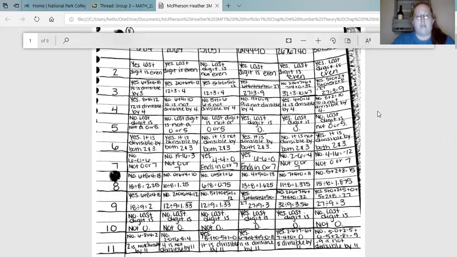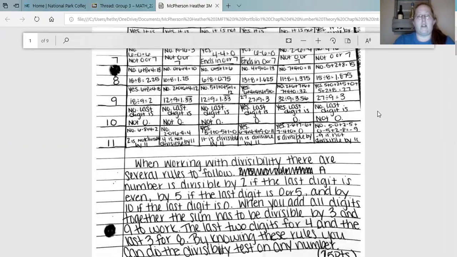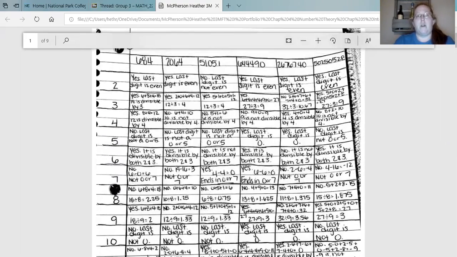For instance, if you're looking at 2, you'd have to make sure that the last digit of each number, like 684, is an even number. So this one would be divisible by 2, 2064 would be divisible by 2, but 51,051 would not, because 1 is not an even number. You'd go through and look at each number, and like I said, each number has its own rule.